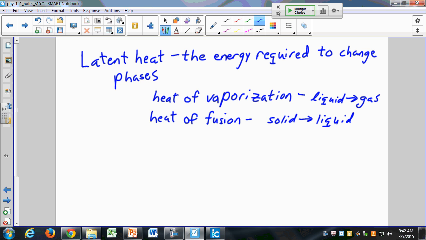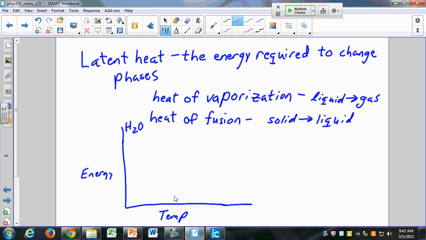So if I make that plot of energy versus temperature, so I have energy here, and temperature here. Let's say that I'm dealing with water for this graph, H2O. Down here I have ice. As I put energy into ice of a certain temperature, it doesn't change. The temperature doesn't change. So let's say that I have ice at minus 20 degrees Celsius. And I put energy into this ice. Okay, so I continue to put energy into this ice.